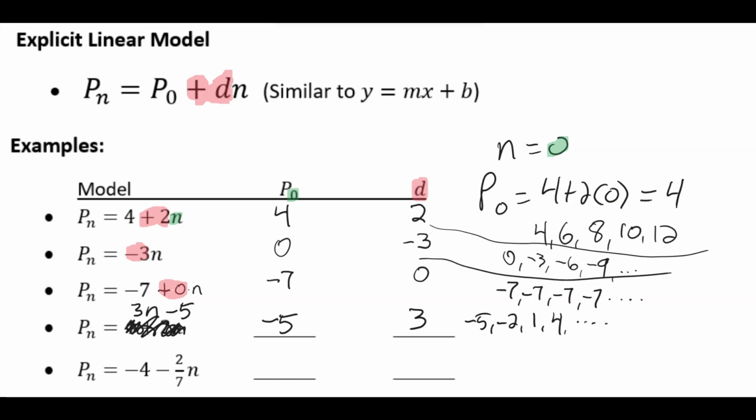For the next one, P sub 0 is negative 4, and d is negative 2/7. This sequence is a little harder. It starts nicely, but then how do you subtract negative 2/7? If I treat negative 4 in terms of sevenths, it would be negative 28/7. And then it's a little easier to subtract 2. So the next one would be negative 30/7, then negative 32 sevenths, and negative 34 sevenths. That would be one way to write that.